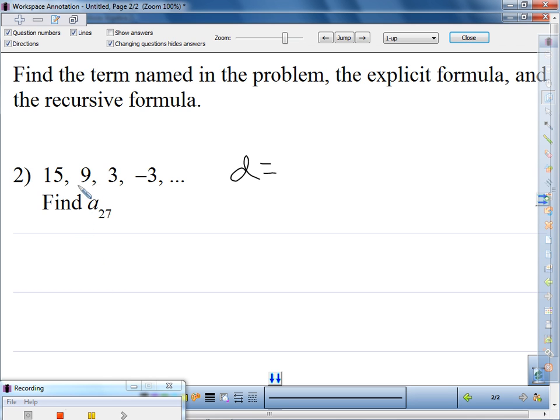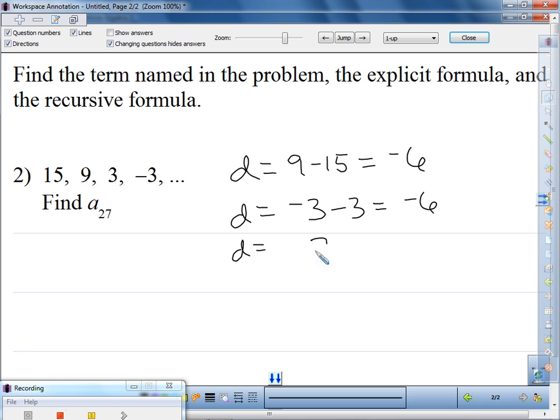So for this one, I'm going to take 9 and subtract 15 from it. So 9 minus 15 would give us a common difference of negative 6. We could also find the common difference by taking the difference of 3 and negative 3. So if we had negative 3 minus 3, it would give us the common difference of negative 6. So it is an arithmetic sequence, and just to prove it, we could also take 3 minus 9, which would give us negative 6 as well. So there is a common difference between each term of the sequence, and so this is arithmetic.